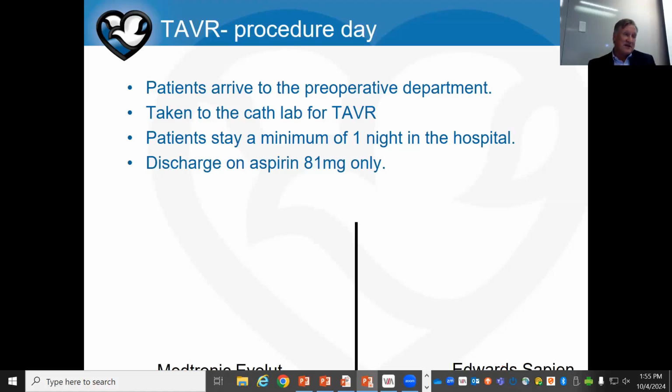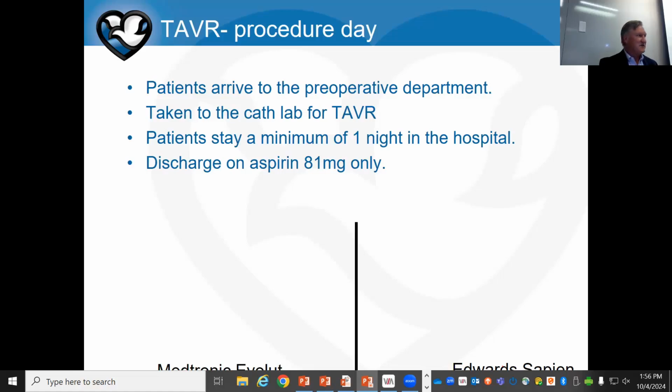So how the procedure is done: patient comes to pre-op, they go to the cath lab, we do the procedure there. We basically put in a big plastic tube up their leg and put the valve in across their diseased aortic valve, and most of the times we're using a balloon expandable valve. So we inflate a balloon, expand the valve, then we take all our catheters out and they go to recovery. Patients a lot of times stay one night in the hospital, sometimes two, as opposed to open heart surgery where you're in the hospital for 5 to 7 days. And most people are back to their usual activities in a week. With a sternotomy, you're back to your usual activities maybe in 6 weeks.